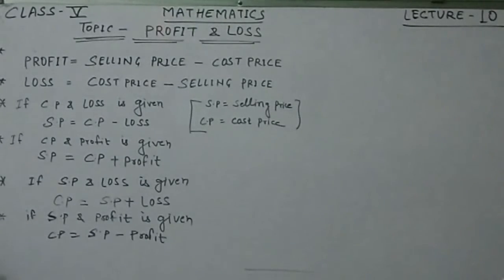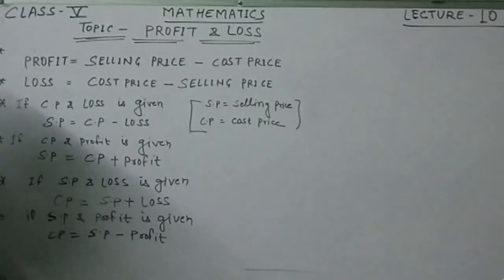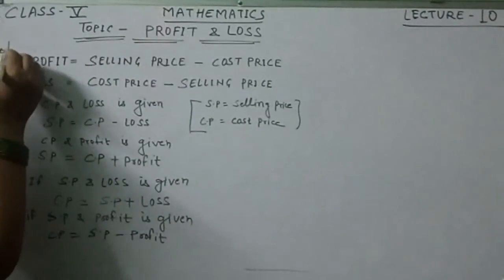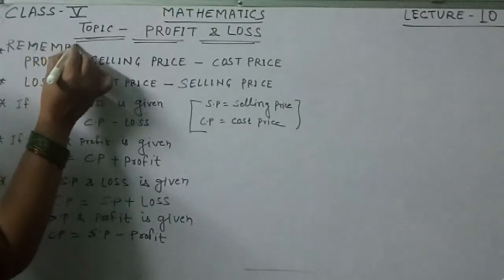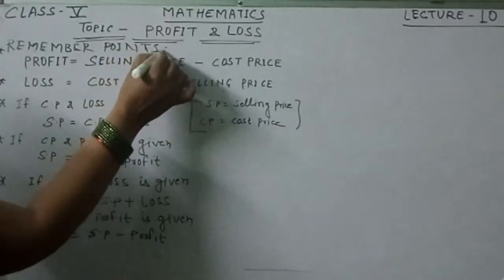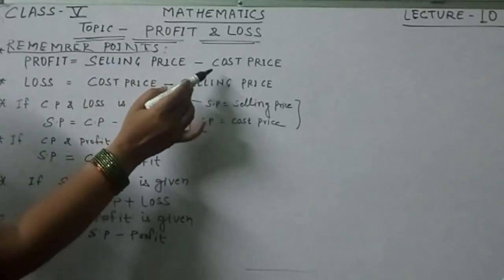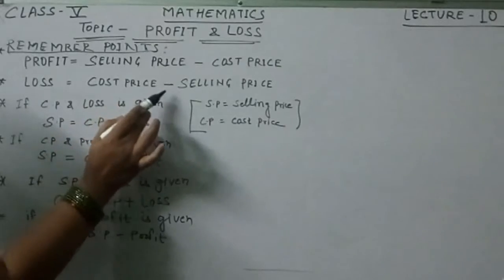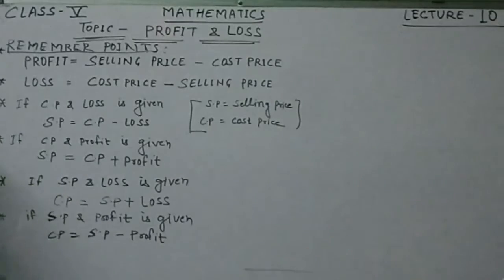I hope you will write these formulas in your copy also. All these 6 formulas you have to write, and at the top write the topic profit and loss. Here write remember points. Some formulas are there that you have to learn before solving the exercise. Profit equals selling price minus cost price. Loss equals cost price minus selling price. I already explained this. You learn them, and after that you start solving.